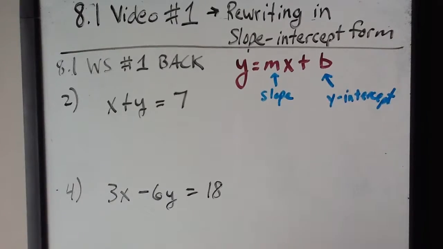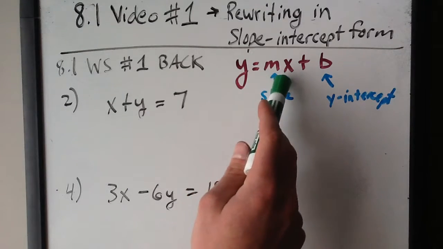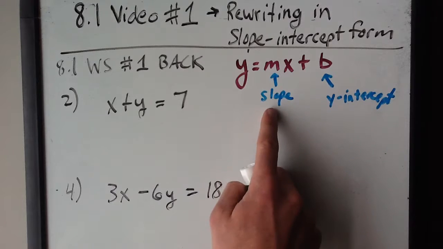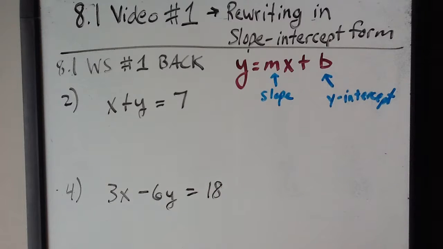8th grade. In this video, 8.1, video number 1, we'll talk about rewriting in slope-intercept form. Slope-intercept form looks like this: y equals mx plus b, where m is the slope, which is the change in the y values over the change in the x values, or we could say rise over run. The y-intercept is where the line intercepts or crosses the y-axis.